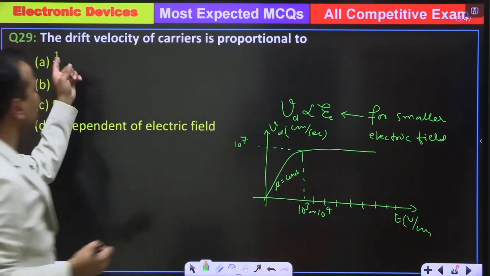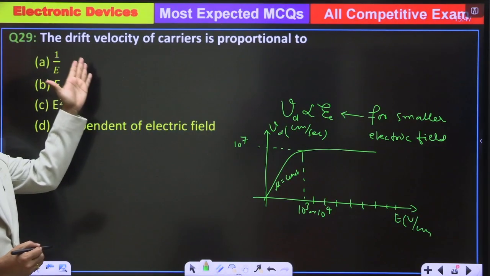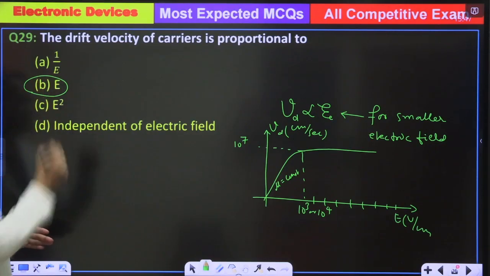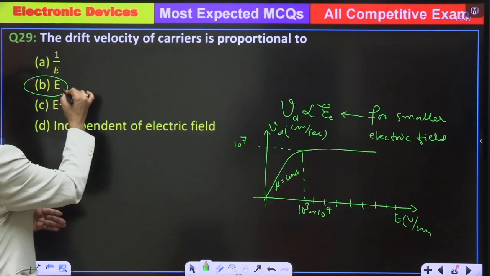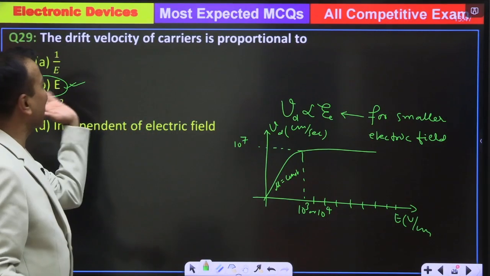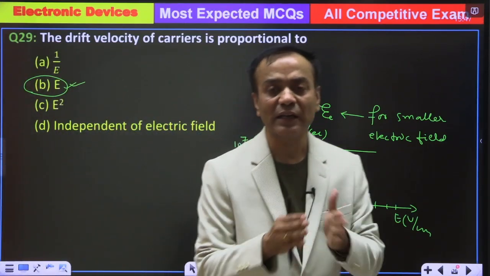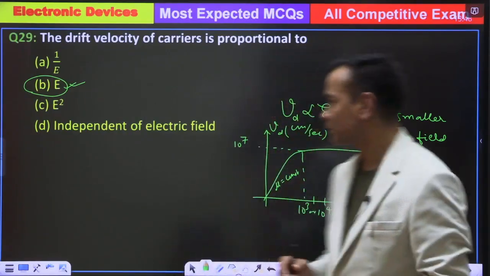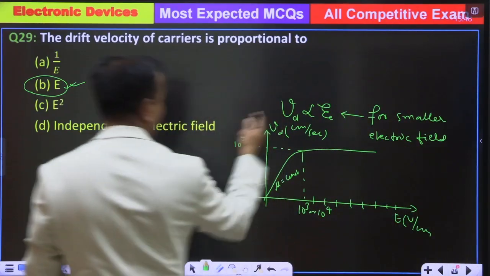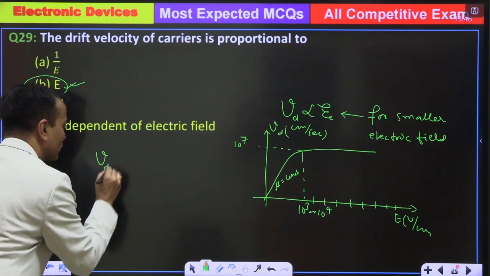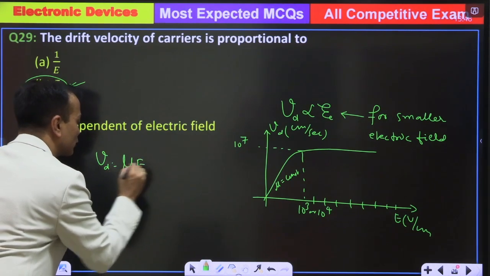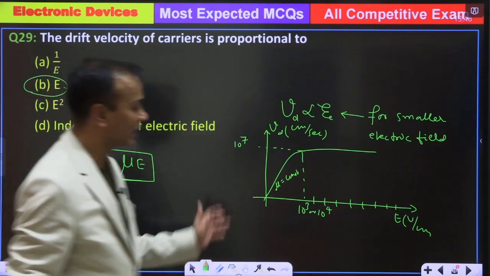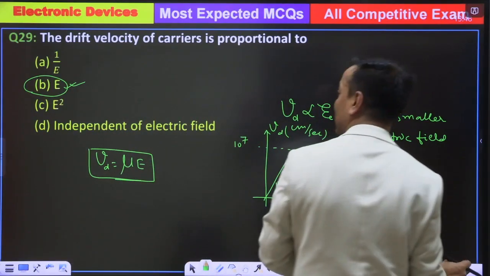So here what they asked as per this question: the drift velocity of carriers is proportional to what? Option B, the electric field. So for this question, the most appropriate answer is option B, and more precisely it should be mentioned that this is valid for the smaller electric field range. So this drift velocity formula is Vd is equal to mu into E, where mu is the mobility of the charge carrier and E is the electric field applied. So now we'll see next.